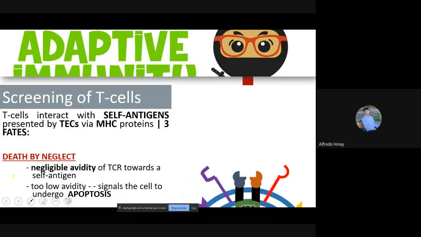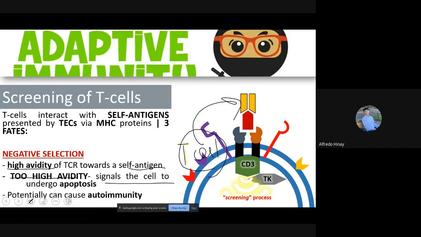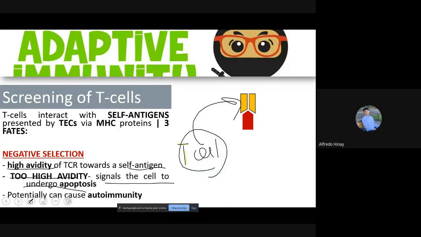Earlier, we said that besides death by neglect, the other is negative selection. With negative selection, it checks if the T-cell is too clingy. If the T-cell is too clingy to the self-antigen, it has high avidity of the TCR towards the self-antigen, or too high avidity, which signals the cell to undergo apoptosis. And if you are too clingy, you know what will happen to you, class. You'll undergo apoptosis. So, you die.